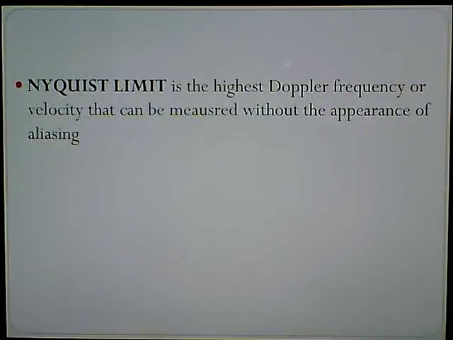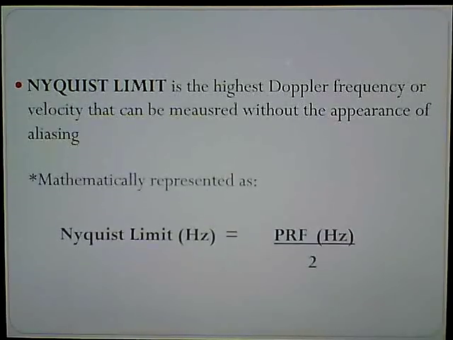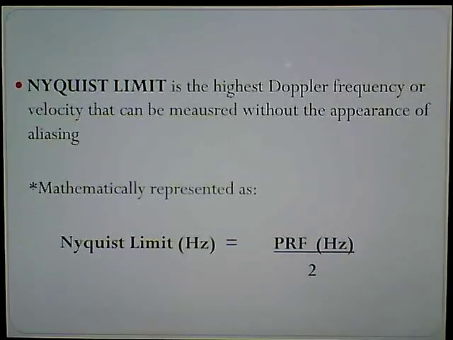The Nyquist limit is the highest Doppler frequency or velocity that can be measured without the appearance of aliasing. Mathematically, it is represented as the Nyquist limit in hertz equals the PRF in hertz divided by 2.